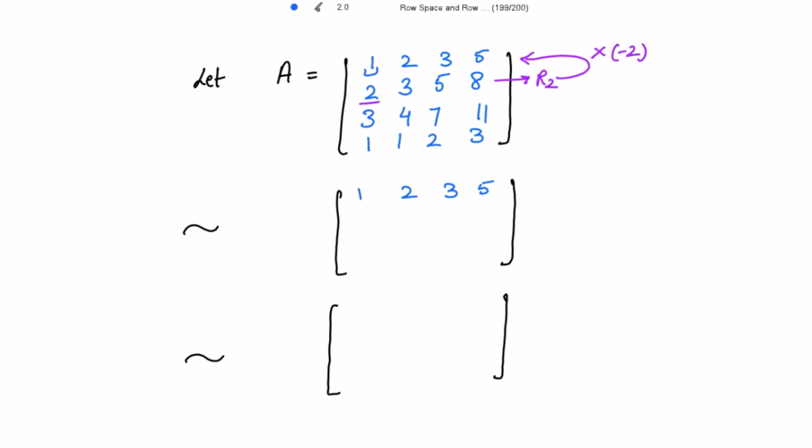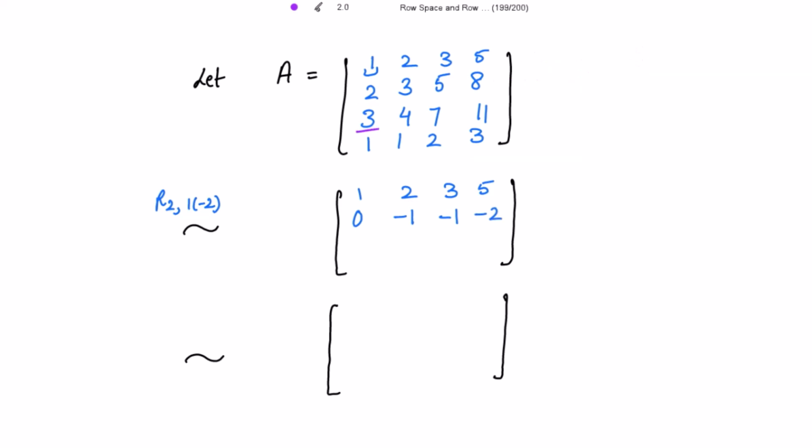1 is multiplied with minus 2, we get minus 2, adding this to 2, we get 0. Multiplying 2 with negative 2, we get minus 4, and adding this to 3, we get minus 1. 3 is multiplied with minus 2, we get minus 6, adding this to 5, we get minus 1. 5 is multiplied with minus 2, we get minus 10, adding this to 8, we get minus 2.